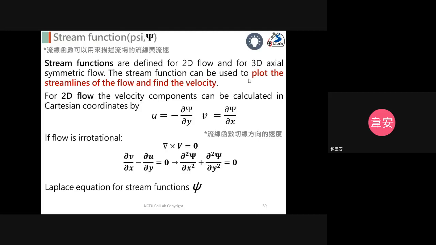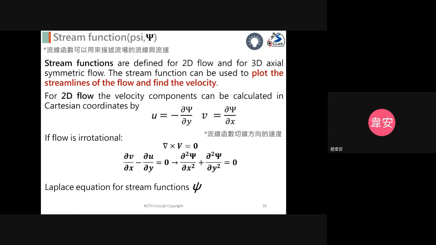In the following slide, I would like to introduce two functions. The first function we call the stream function, and usually we use the psi symbol here. You can take a look at the sentence shown here. The stream functions are defined for a 2D flow and for a 3D axisymmetric flow. The stream function can be used to plot the streamlines of the flow and find the velocity.